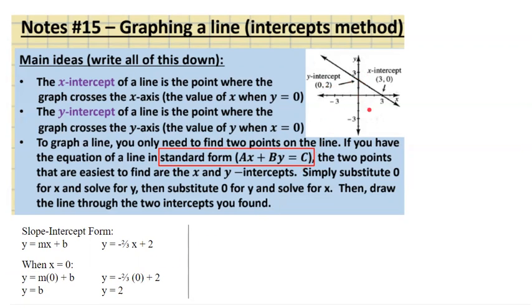The standard form of the equation of a line is ax plus by equals c. A and b are the coefficients of x and y respectively, and c is a constant. X and y, of course, are the x and y variables.